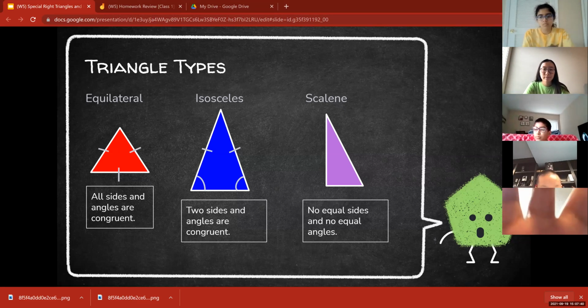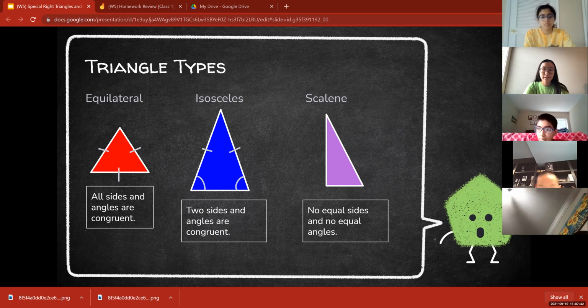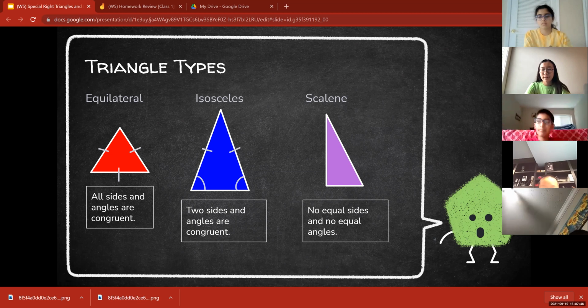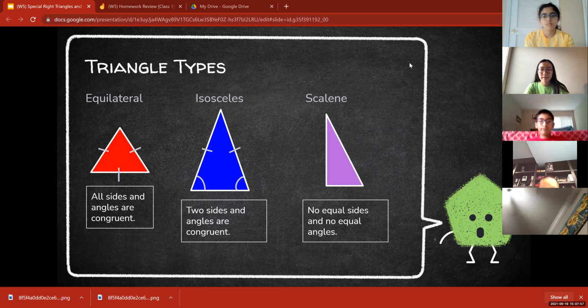Yeah, exactly. So there's 3 angles, they add up to 180 degrees. So each angle is 60 degrees. All right, then second, we have an isosceles triangle, which is where 2 of the sides and 2 of the angles are congruent. And then one of the sides is going to be different. And then we have a scalene triangle, which is where there are no equal sides and no equal angles.